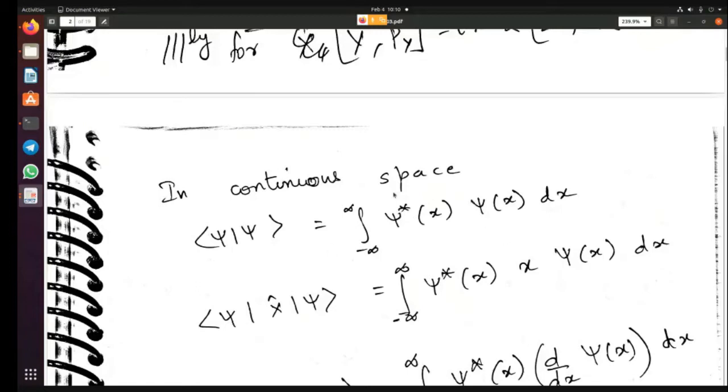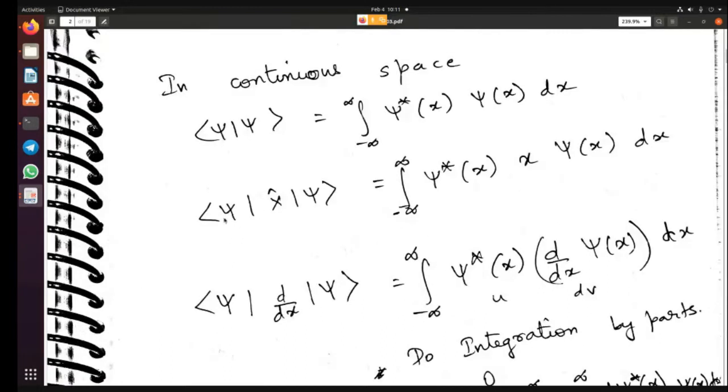We already know this is essentially the norm of psi of x, basically the probability of finding this particular psi of x. Or in this case, because it goes from minus infinity to infinity, it means the probability that the wave function is somewhere in space.